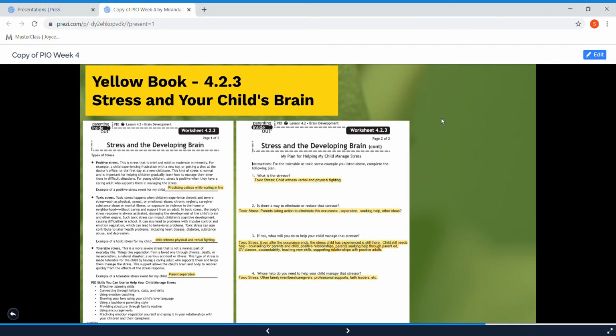So I want you to turn in your yellow book to page 4.2.3, and it's called Stress and the Developing Brain. And we're going to break down these 3 different types of stress. So on that first page, it first defines positive stress. So this is stress that is brief and mild to moderate in intensity. For example, a child experiencing frustration with a new toy or getting a shot at the doctor's office or the first day at a new childcare.